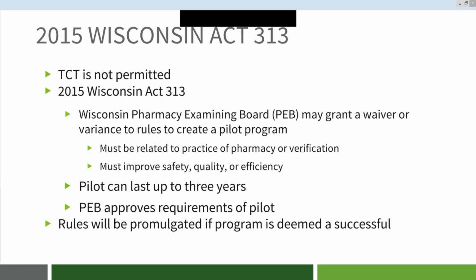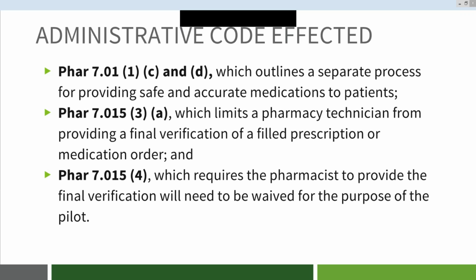The Community TCT program is set to expire on October 31st, 2019, or upon promulgation of rules, whichever is sooner. Pharmacies will no longer apply for individual variances to conduct TCT. They will instead apply to the pilot program.